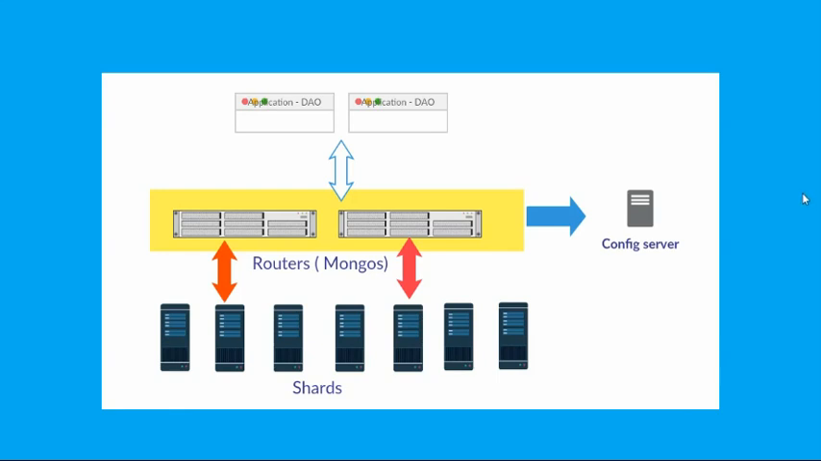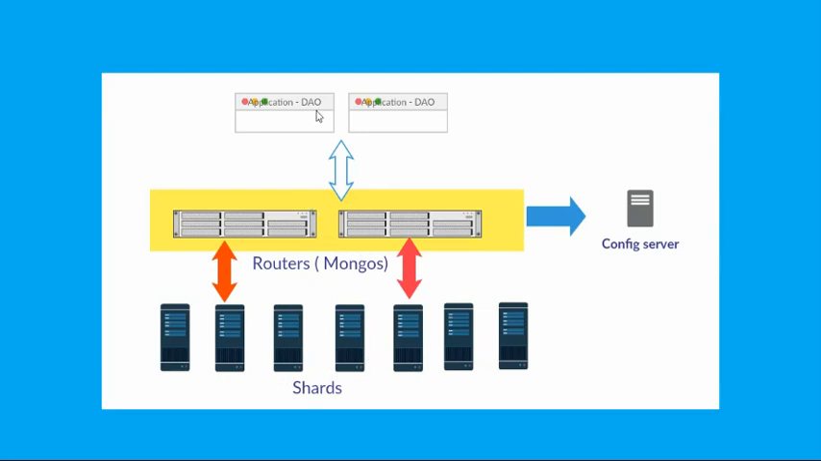Sharding architecture is very simple. You can easily understand it from this diagram. We have 3 main components for sharding. The first one is the routers, or the Mongos. Then we have a config server. Then we have shards. Shards are for horizontal scaling, so the real data will be in the shards.